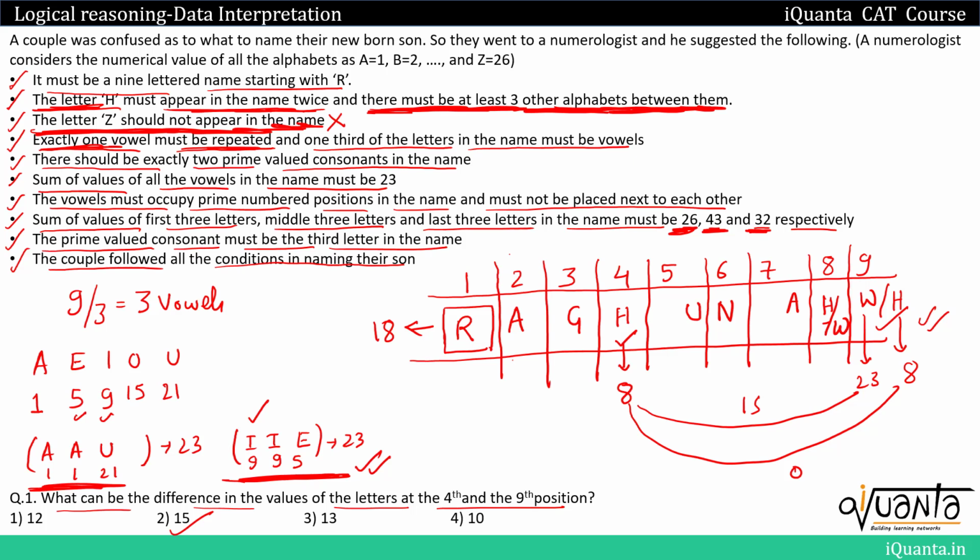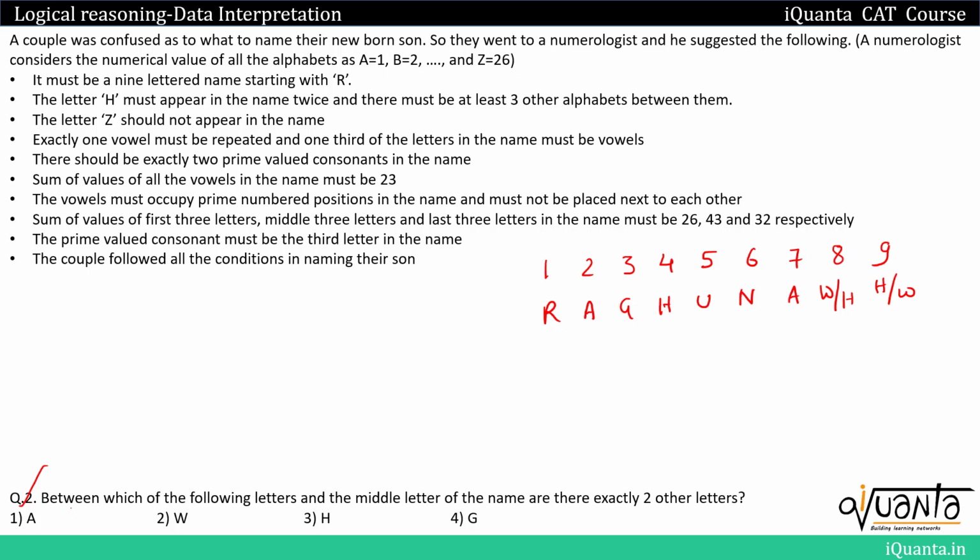Let's try to solve the next question. The second question is, between which of the following letters and the middle letter of the name are there exactly two other letters? So that means you have to consider all the options and the middle letter of the name. So which is the middle letter? It is letter U over here.